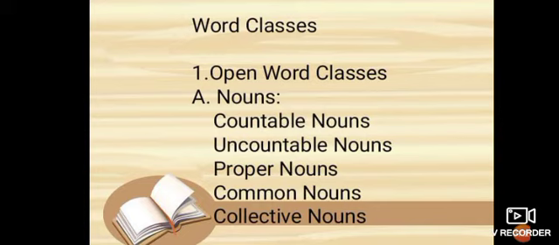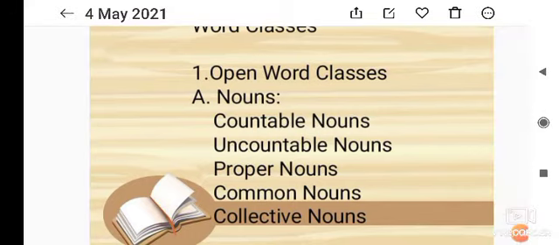Tolstoy was the Gandhi of Russia. Tolstoy is used as a common noun. Kalidas is used as a common noun. Kalidas is the Shakespeare of India, and Tolstoy was the Gandhi of Russia. Tolstoy is a proper noun, and Kalidasa is a proper noun also, but they may be used as common nouns.